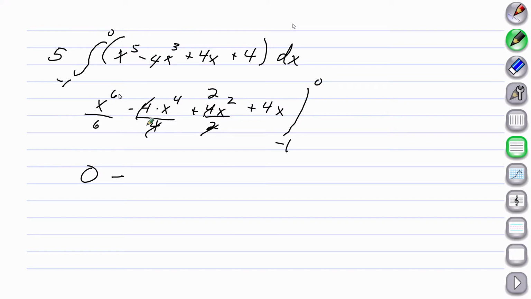So -1 to the 6th power is a +1. We're going to put this in a parentheses. It's this whole thing minus this. So this is a -1 over 6. If I make a mistake, let me know. I'm going to make this a minus. Okay. I'll put a -1 here. -1 to the 4th is a +1.